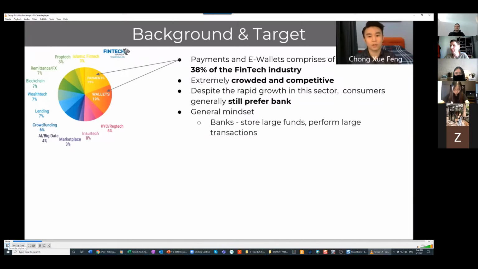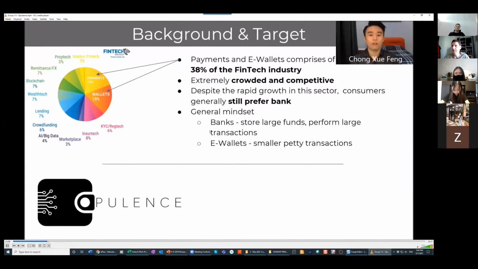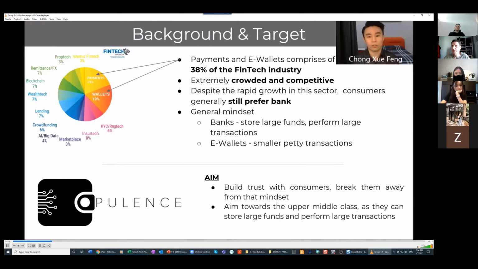Consumers trust banks enough to hold extremely large funds and perform the large transactions. On the other hand, e-wallets are generally thought of as a secondary method to hold small funds and to conveniently perform the small petty transactions. Therefore, our company Opulence aims to build the trust with consumers and break them away from that mindset. So in addition to the tech-savvy audience, we would like to also aim towards the upper middle class, as these are the people with the financial capabilities of storing large funds and performing large transactions. And to do that, we had to propose ideas that not only make us on par with banks, but possibly even better and more secure than them.